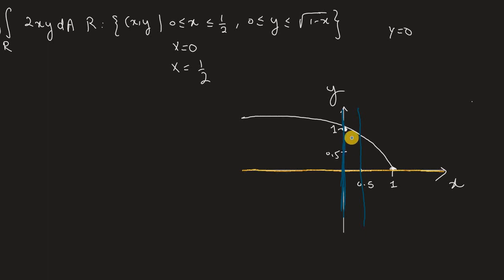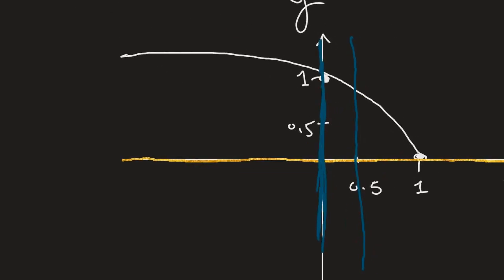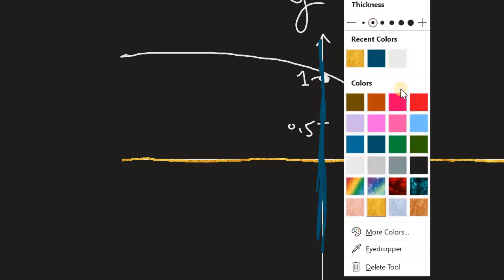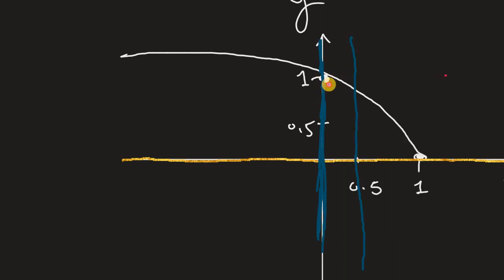So this area is good. However, this other area is not good because the x values are going from 0.5 to 1, not 0 to a half. So this area is not good. This is our region. This is the region that we are looking for to find the area. Okay, so I'm just going to color this region.